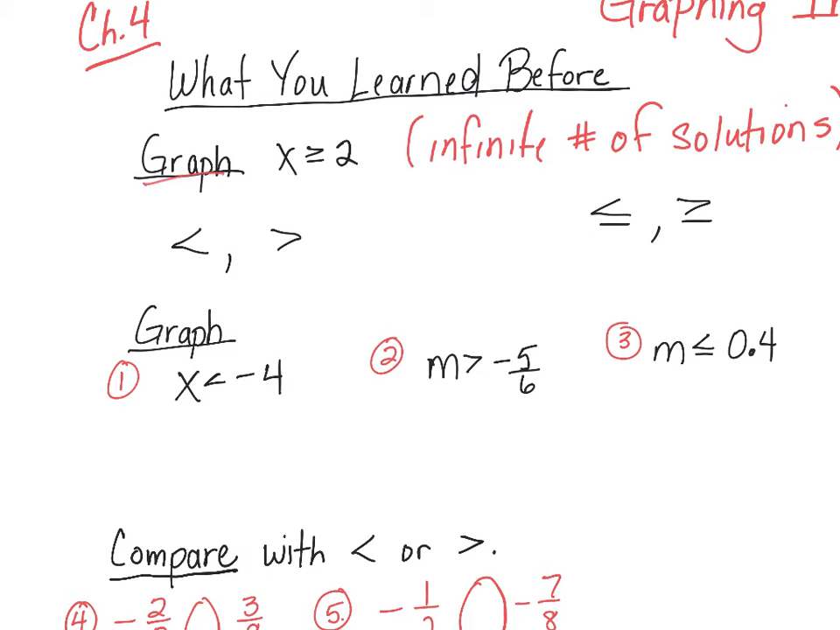This problem says graph x is, do you know what this symbol is? That says x is greater than, do you know what the little line down below means? Or equal to 2. This means x can be any number. This is how I want you to read it. Any number greater than or equal to 2.